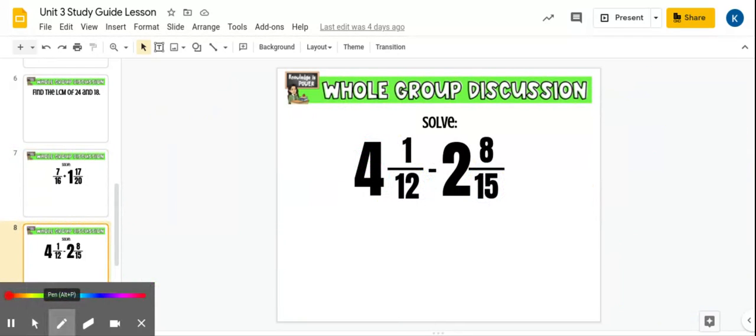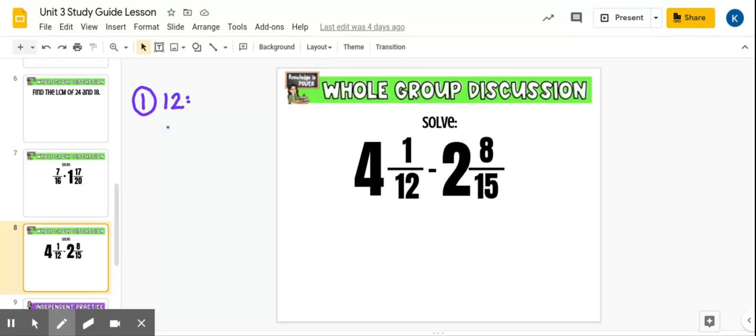Okay, last but not least is this problem. 4 and 1/12 minus 2 and 8/15. Wow. So step 1 is going to be finding the LCM of 12 and 15. So these numbers are a little bit easier to work with. They're still kind of big, but skip counting by 12 is a little easier.